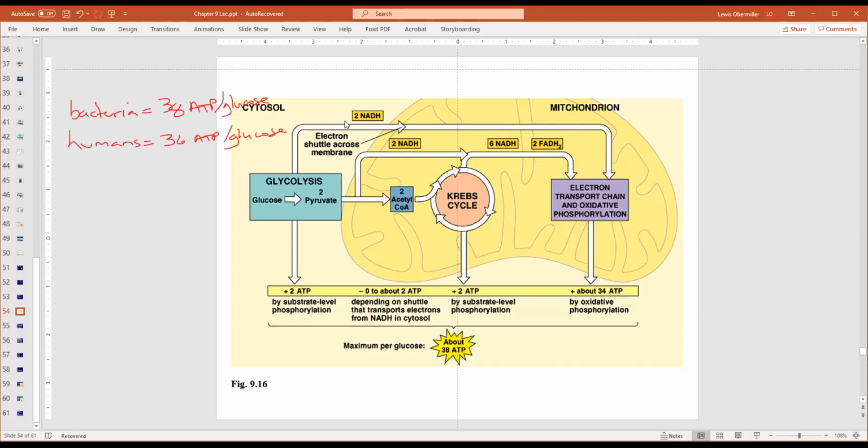So we actually made 38 ATP, but we lost 2 somewhere. Do you remember where that happened? Glycolysis? Well, after glycolysis, we had to move the pyruvate into the mitochondria, remember, to make acetyl-CoA? And that cost us 1 ATP per pyruvate. So it cost us 2 ATP. Now, why would bacteria get to keep those ATP?